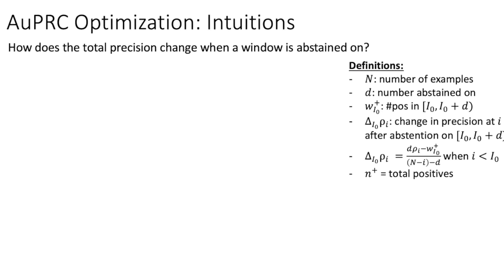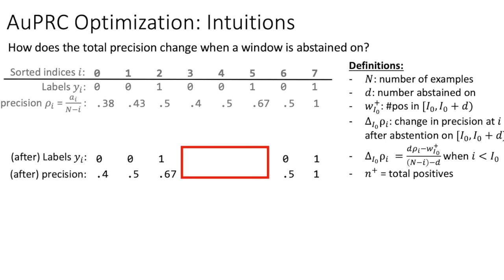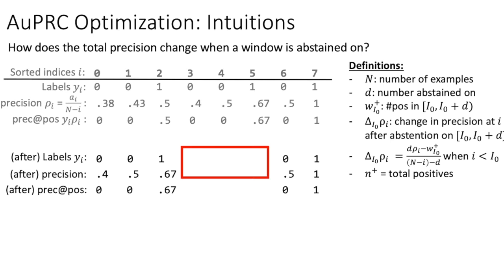Now that we've seen how the precision at individual indices changes, let's look at how the total precision changes. Let's revisit our example from the previous slide and add the values of yi ρi to the slide, both before abstention and after abstention. This is simply the precision masked according to whether the example is a positive. Let's use t to denote the total precision at the positives. Before abstention, this is 2.17.